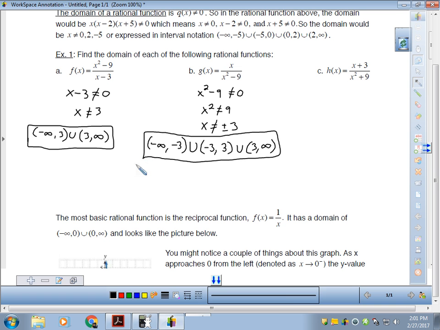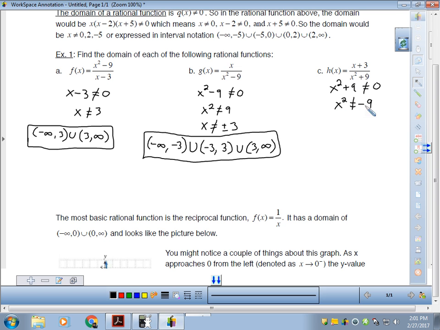All right, letter C, we have h of x equals x plus 3 over x squared plus 9. So if we take the bottom, x squared plus 9, and set it not equal to 0, we'd move the 9 over, we'd say x squared cannot equal negative 9. Now, let me ask you a question. Is there any real number that you can square and get negative 9? No.